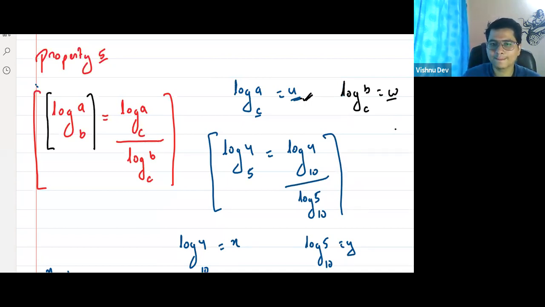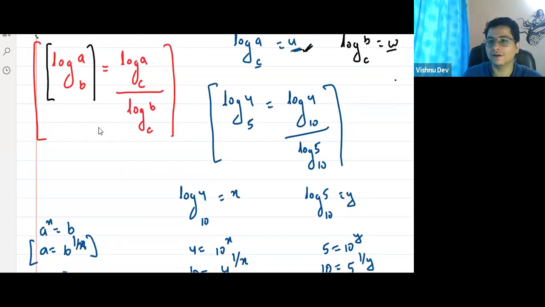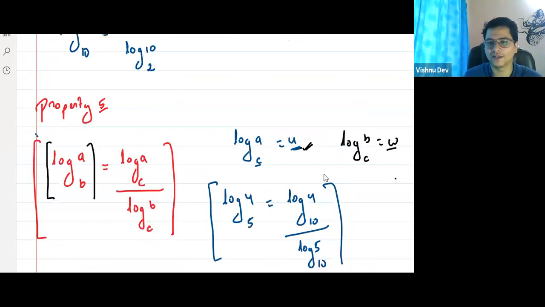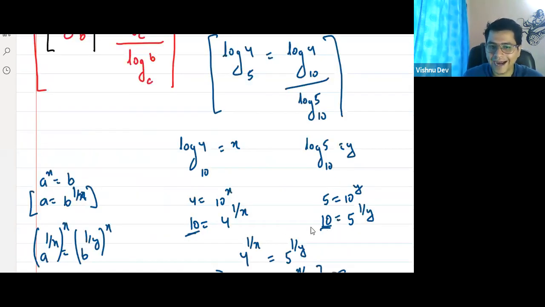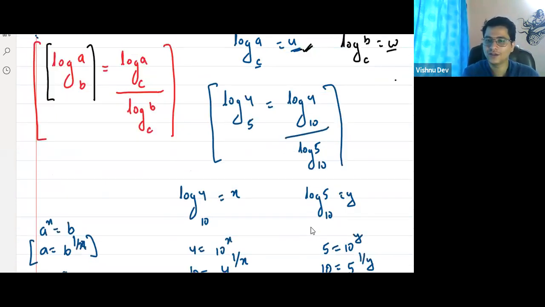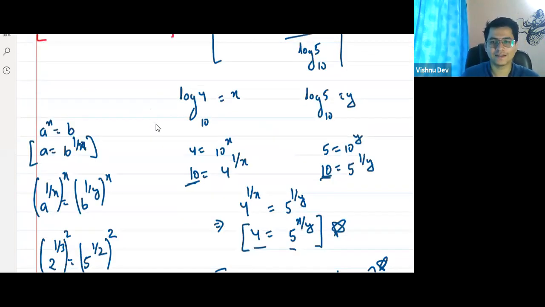Sir, is there a way to start from the LHS and then reach the RHS? Yes, you can do that. But for that you have to assume some variable, you have to insert some variable. That would be more difficult, because here you already have 10 and you are eliminating 10. If you start from LHS, you will not have any random variable, you have to insert it. Understood? That's why it is easier to start from RHS.